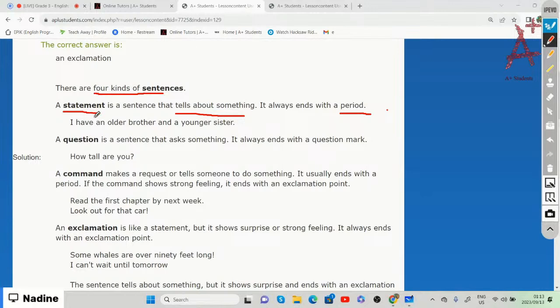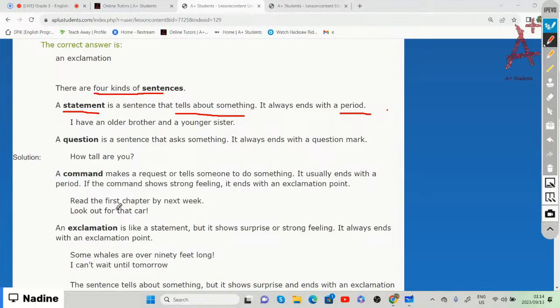Right? You cannot choose to respond to whatever this person is saying. So I have an older brother and a younger sister. So with an exclamation, okay, before I go to the question that is being asked, right, let us first go to our different sentences. And then when I come to exclamation, I am going to say, why stop?